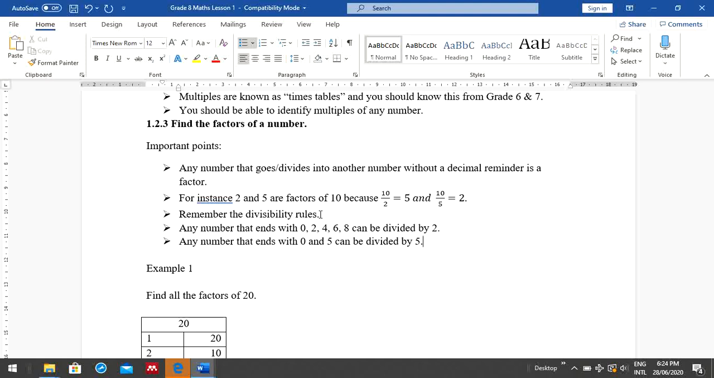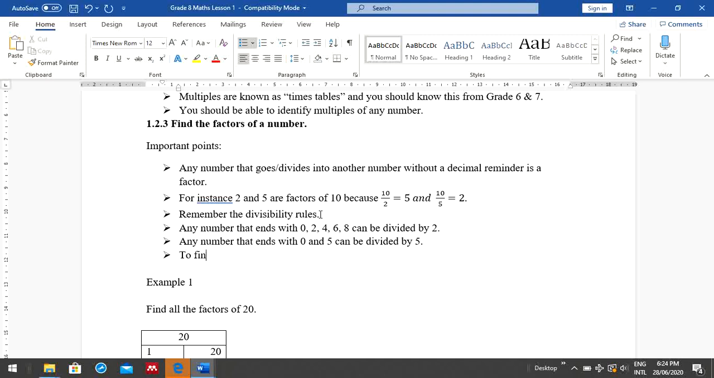When it comes to the divisibility rule of number 3, it's a bit tricky. You need to pay attention to this divisibility rule. To find out whether a number can be divided by 3, you must add up the digits.